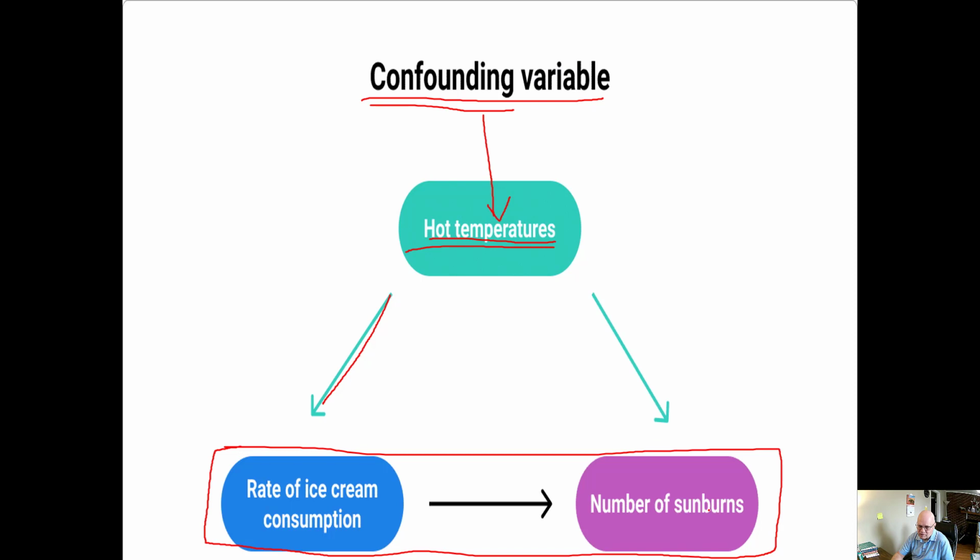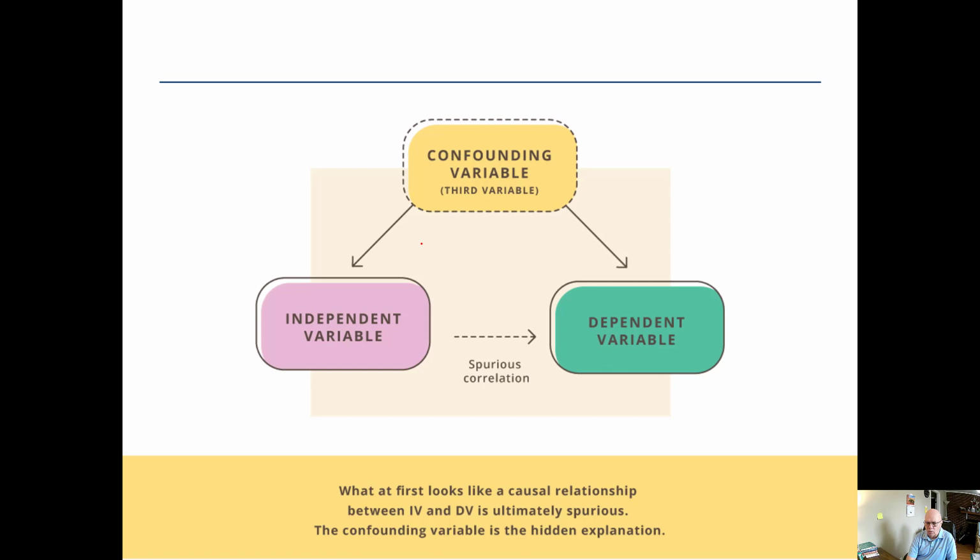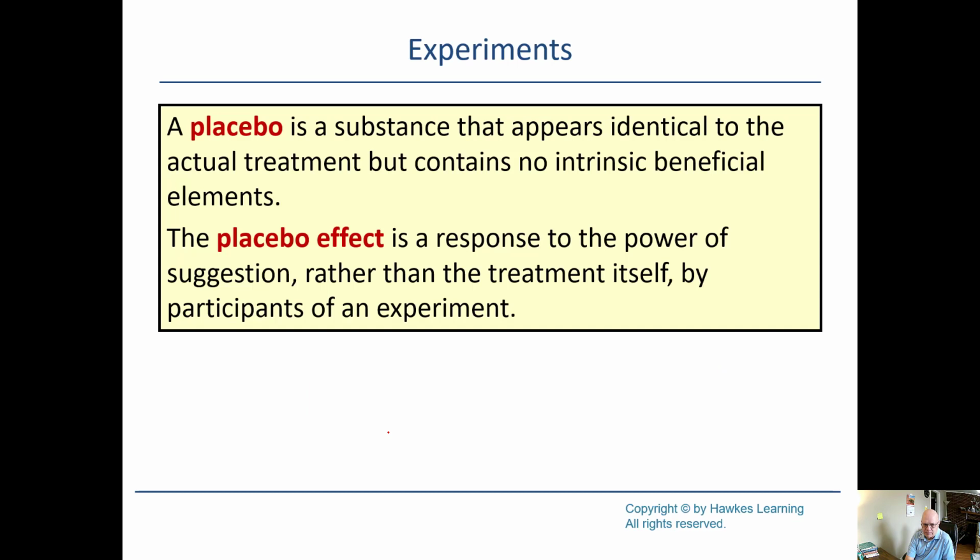And if for some reason you think of it in the opposite direction, you might say, well, I've got it. The more sunburns you get, the more people eat ice cream because of the sunburns. That's probably not true either. The hot temperatures are the confounding variable. This is a general look at it. What you might do is take that slide and make up your own example.